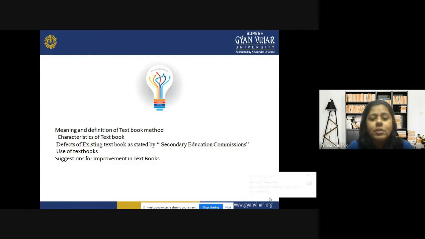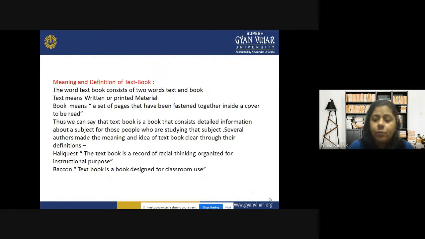Defects of existing textbooks, as stated by the Secondary Education Commission. What are the defects of existing textbooks as stated by the Secondary Education Commission? Use of textbook or different uses of the textbook. Suggestions for improvement in textbook. How there can be an improvement in the textbook.